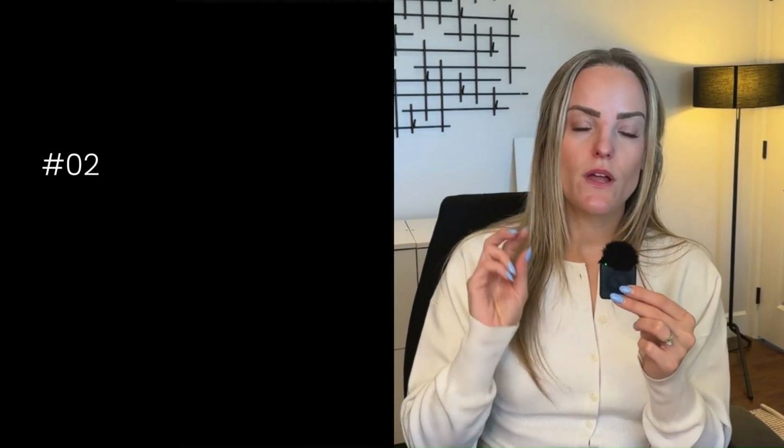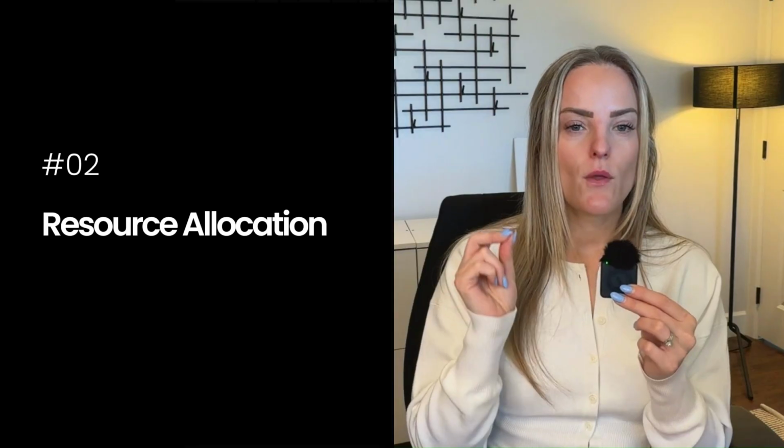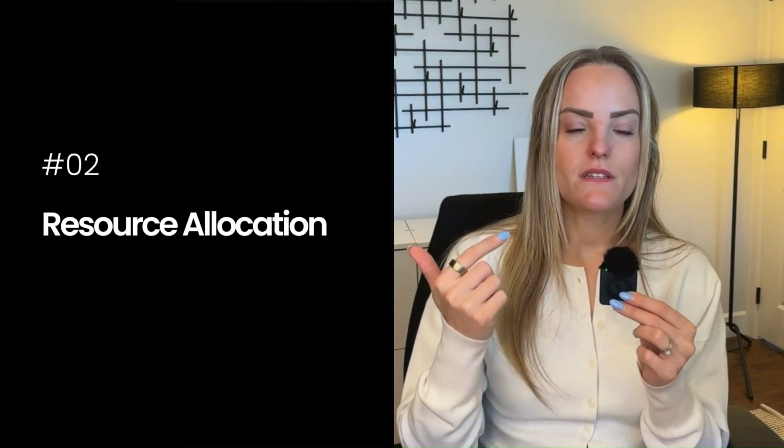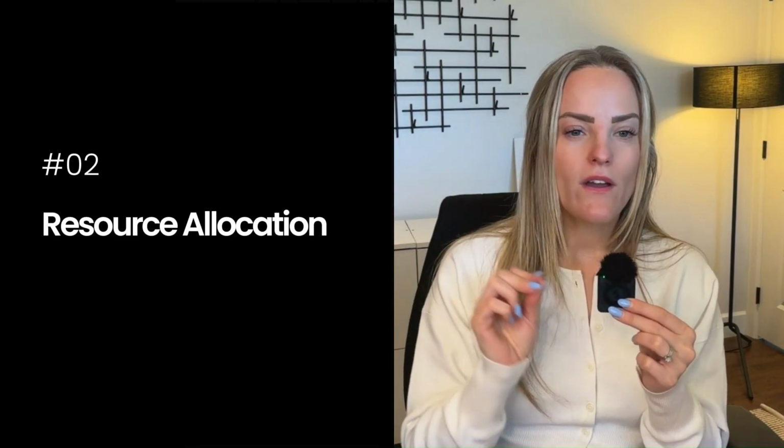Okay, number 2, resource allocation. So we're always looking at team, time, and money. And where are we spending all of those? So we are making budget decisions. Where do we want to spend our money? Where do we want to save our money? We're looking at team decisions. So who should be on the team and why? What roles are really important that are connected to our bigger picture goals and our overarching marketing strategy? Because those go hand in hand.